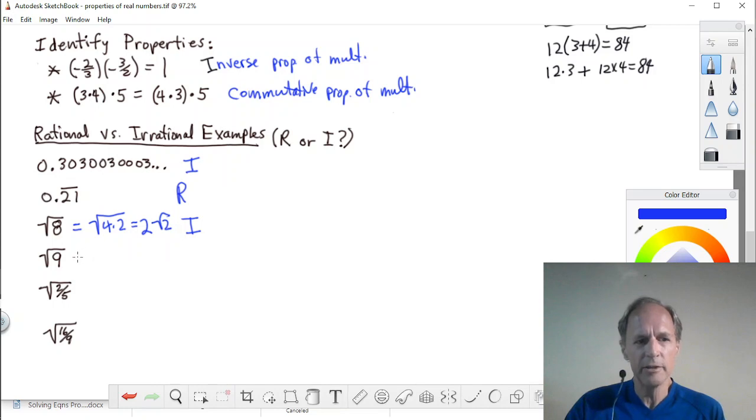Square root of 9, well, we know what that is. That's 3. That can be written as a fraction, so that's rational. Write that a little better.